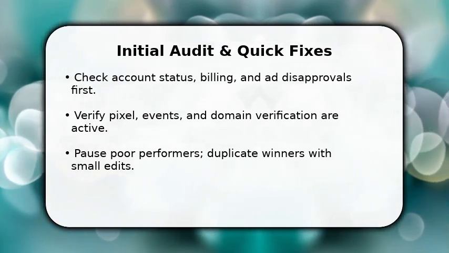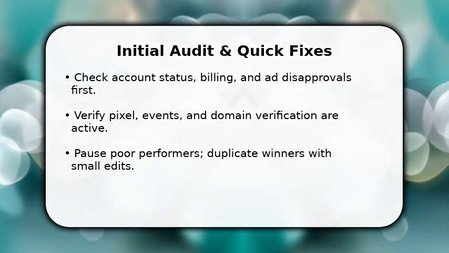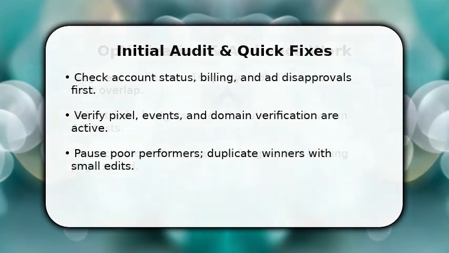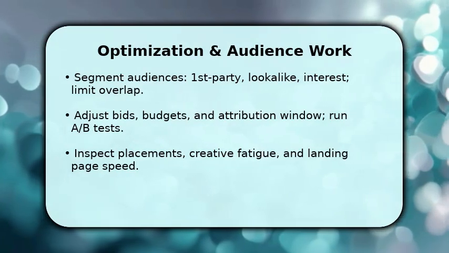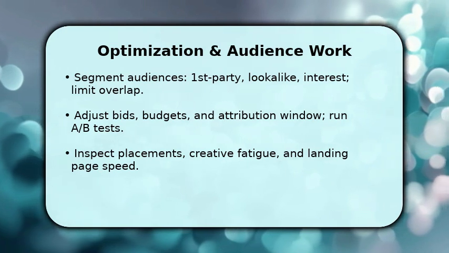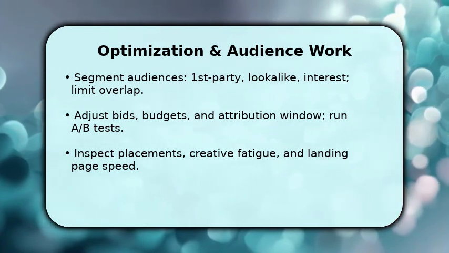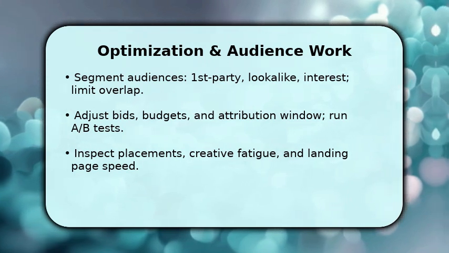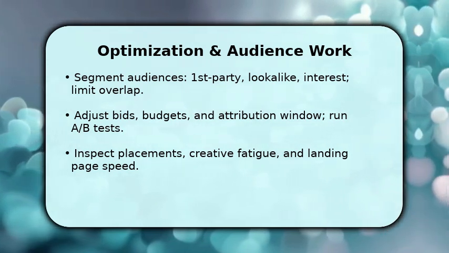You now dig into the middle work. Refine audiences by separating first-party lists, lookalikes, and interest groups to reduce overlap and improve signal. Then adjust bids and budgets conservatively. Change attribution windows only when you need clearer conversion timing.